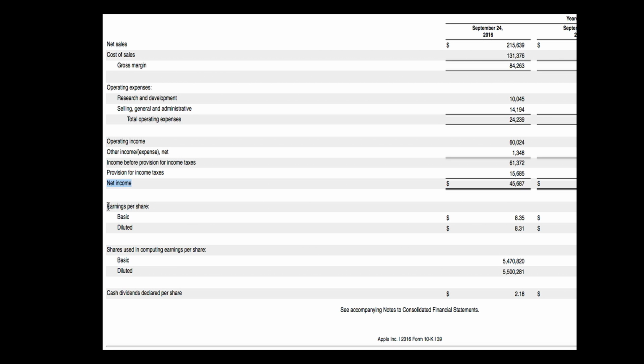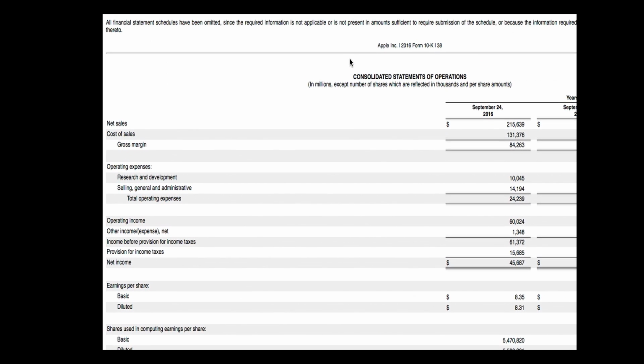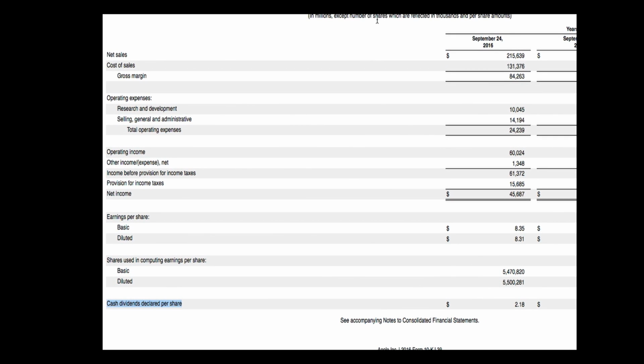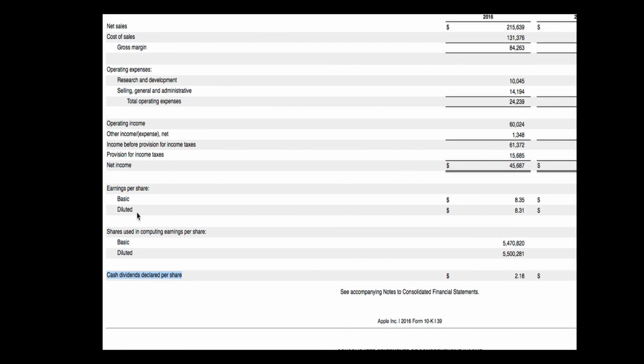Then you'll notice the earnings per share. Earnings per share would always be on the income statement or operations statement. We have basic earnings per share and diluted earnings per share. They also show us the number of shares that are being used. The big figure that we want to note on here is the actual net income itself.